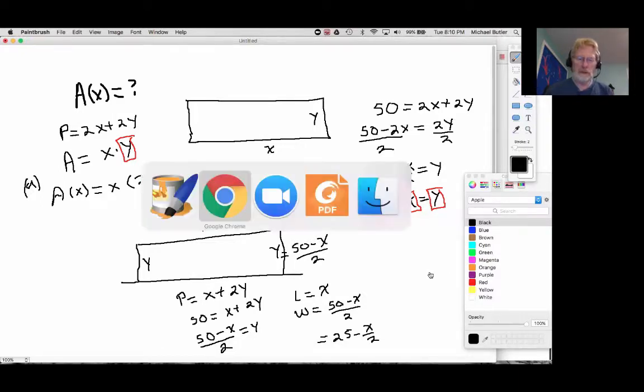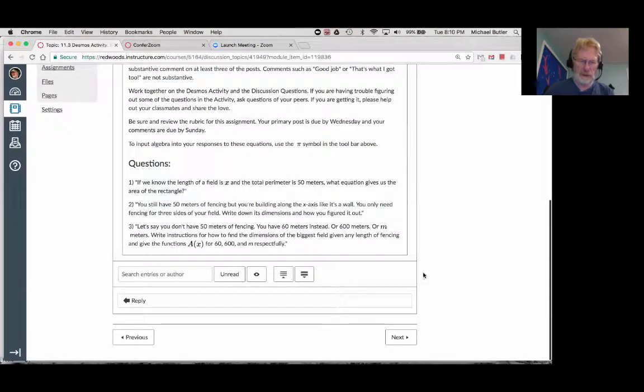Okay, so let's take a look at the last one. What do they want the last thing here? They say, let's say you don't have 50 meters of fencing, but you have 60 meters or 600 meters or m meters of fence. Write down instructions on how you would find the dimensions of the biggest field given any length of fencing, and give the function A of x for 60, 600, and m respectively. So now we're going back to part 1 again, okay? Because we're talking about A of x that they had in part 1.